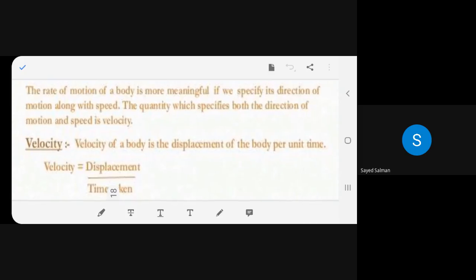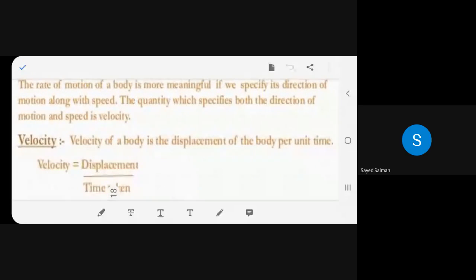What is the definition of velocity, by the way? Velocity of a body is the displacement of a body per unit time. So what is velocity? It is the displacement of the body per unit time. Whenever I say per unit time, that means I have to divide it.